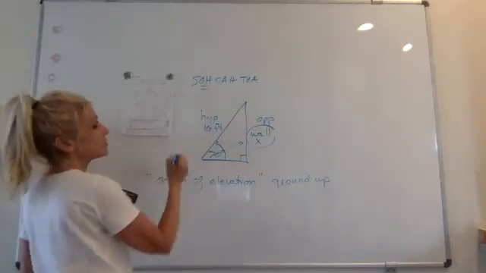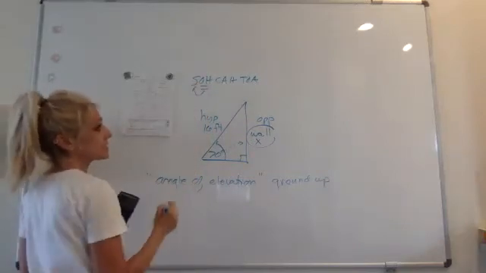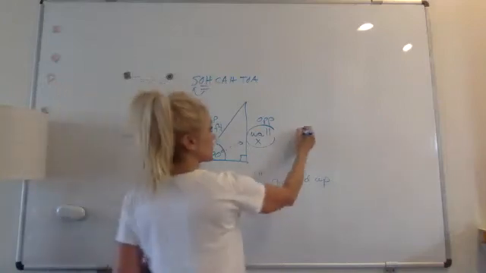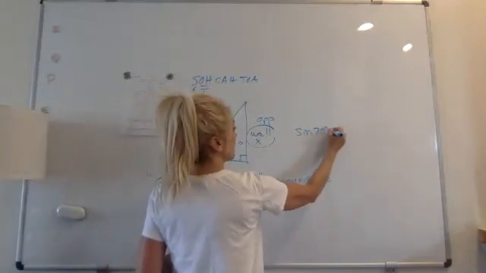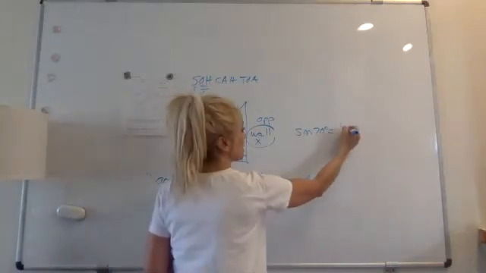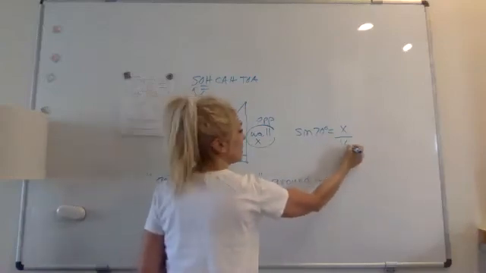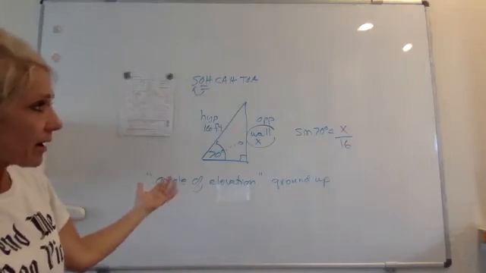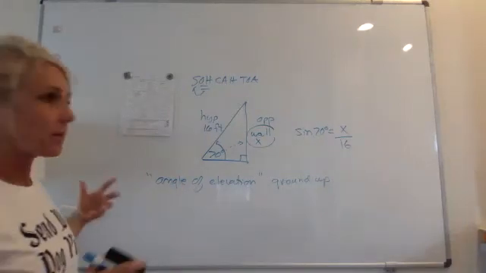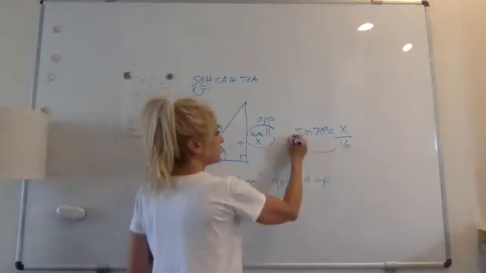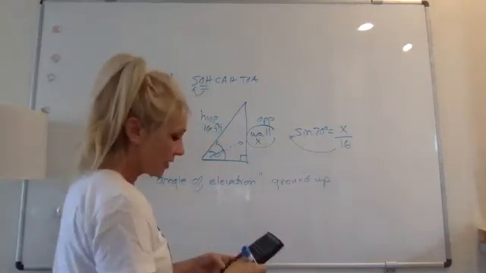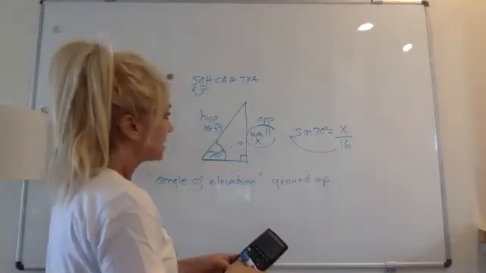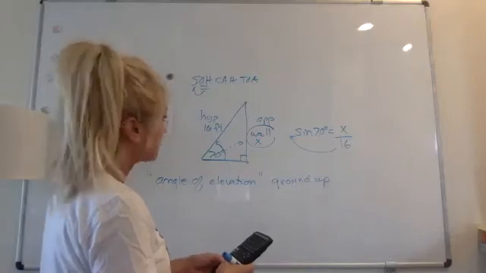So because these two guys are involved, I'm going to set this up using sine. So the sine of 70 will be my opposite, which is unknown, over the hypotenuse, which is 16. And this is the one where to get x alone, I simply multiply that 16 up. So what I'll be entering into my calculator is 16 times the sine of 70 degrees.